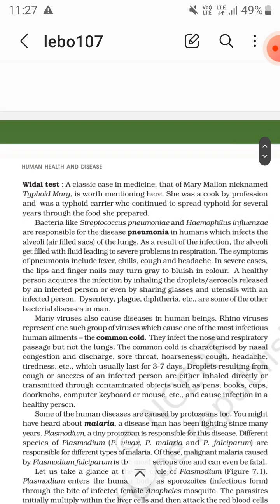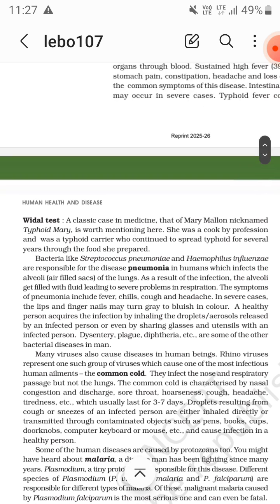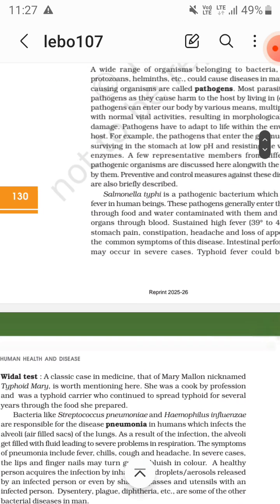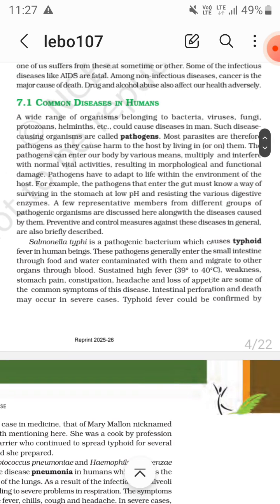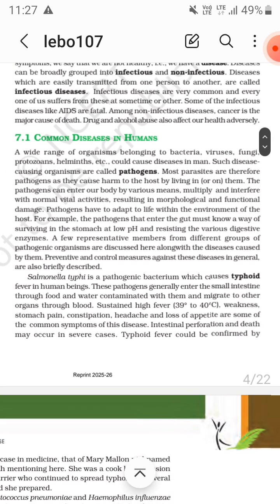Pneumonia is caused by Streptococcus pneumoniae and Haemophilus influenzae. The Widal test is for typhoid, caused by Salmonella typhi.